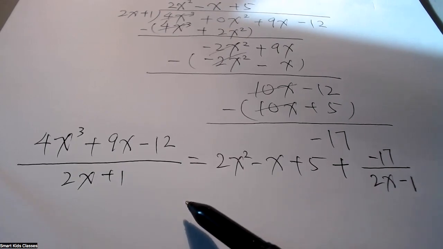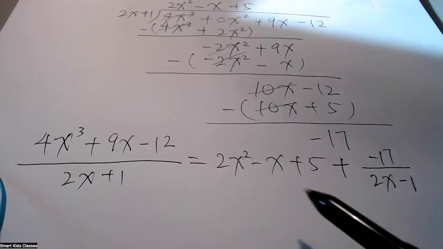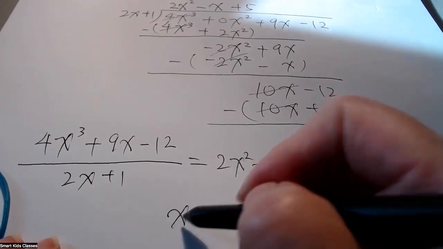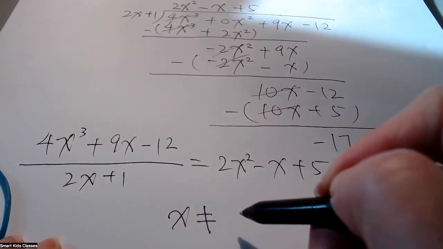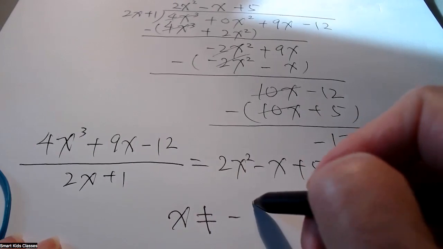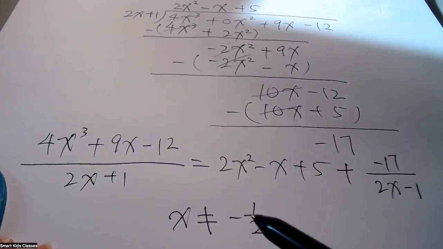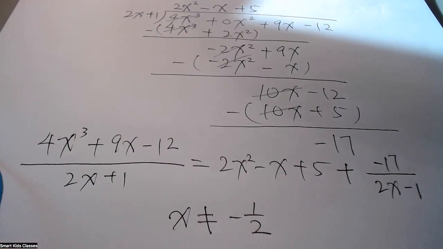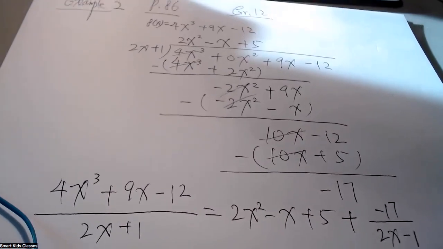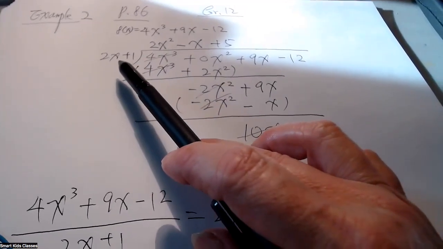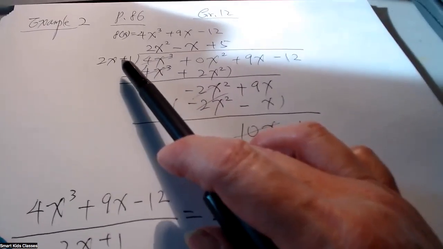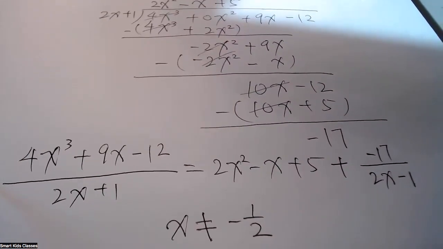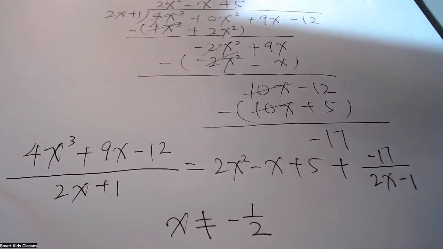And then what else are we going to do? We need to write the restriction for this division. So you write x is not equal to negative 1 over 2. We just solve for this x-intercept. X is not equal to negative 1 over 2. So x is not equal to negative 1 over 2 for example 2. We are going to continue with the next example.